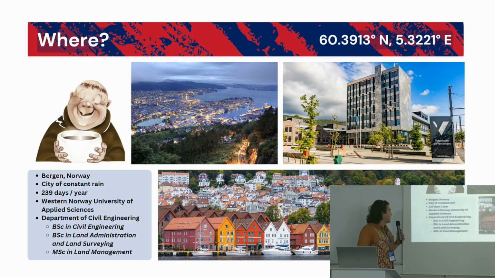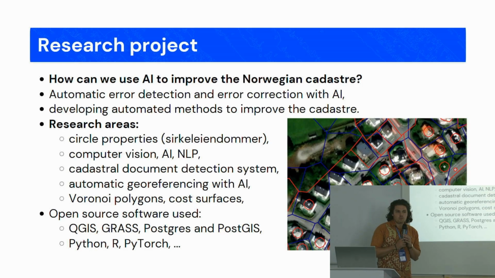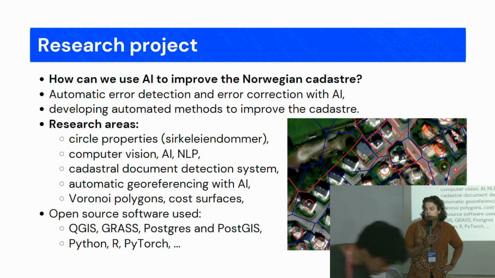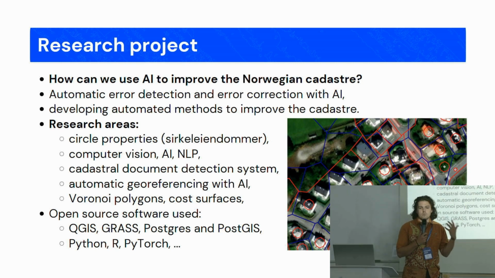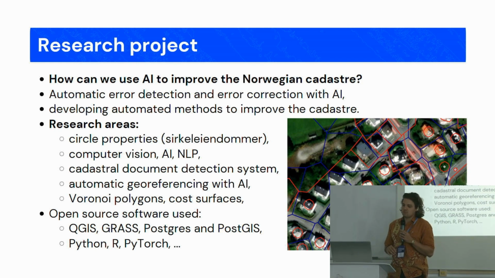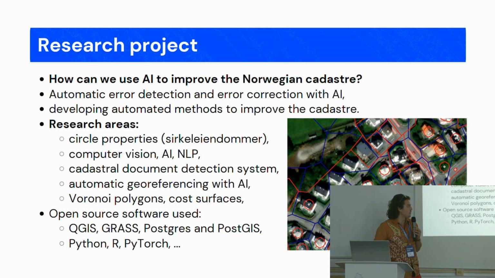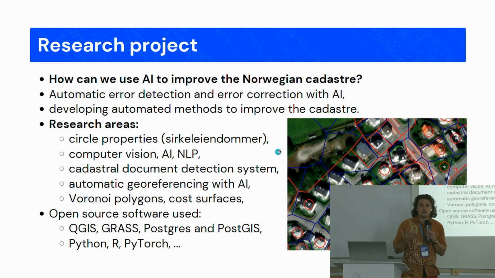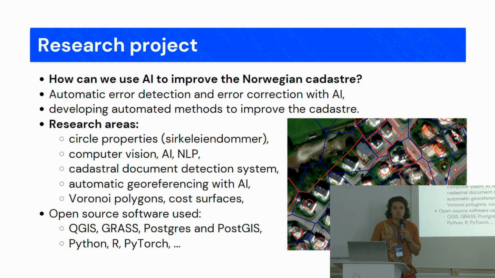At our department, we have a bachelor program in civil engineering, in land administration and land surveying, and a master program in land management. So my research project focuses on finding methods to correct mistakes in the Norwegian cadaster, because there are many, many mistakes. There are circular properties, as you see on this image, which are properties without correctly mapped boundaries, and we are trying to find solutions how to map them with AI.